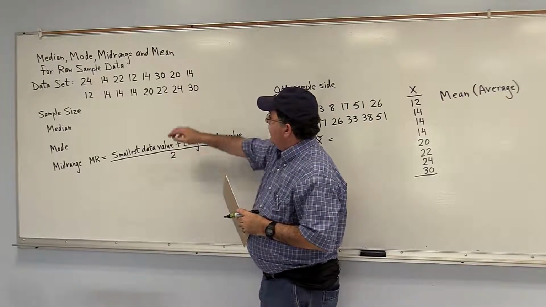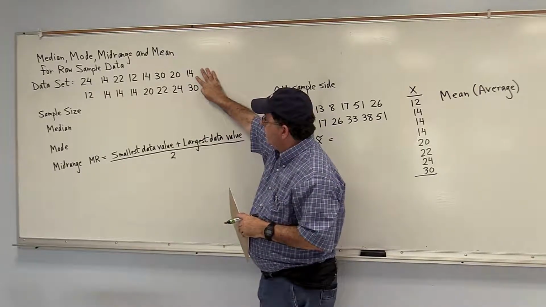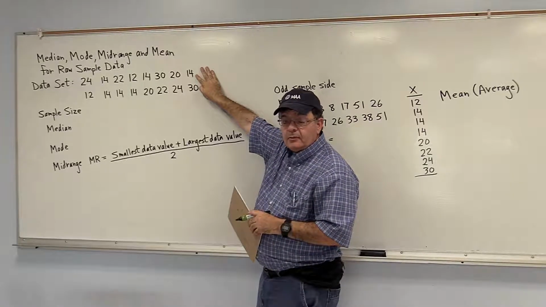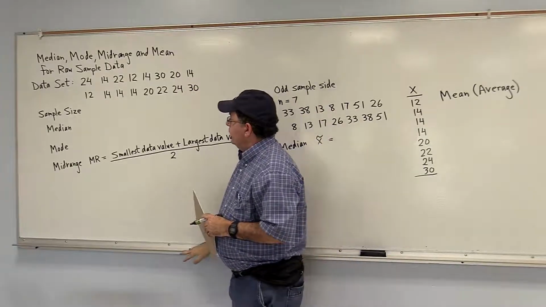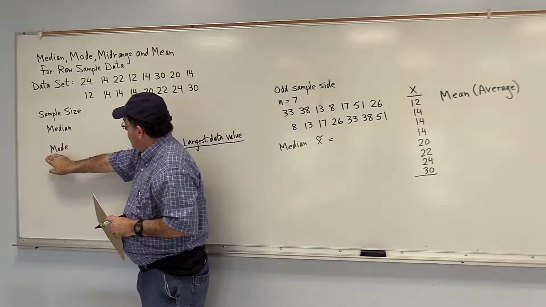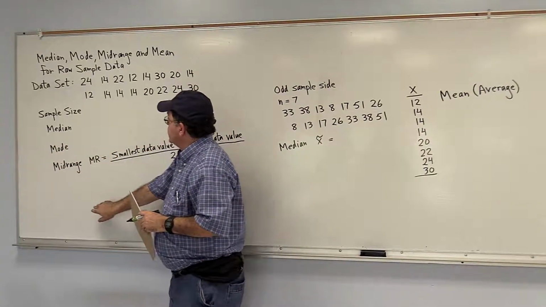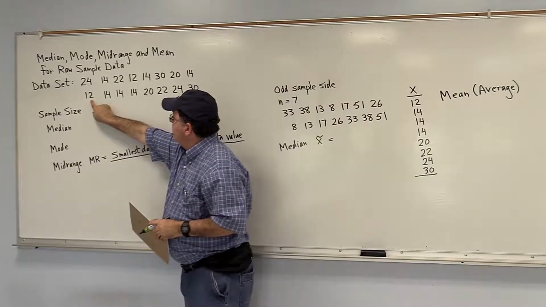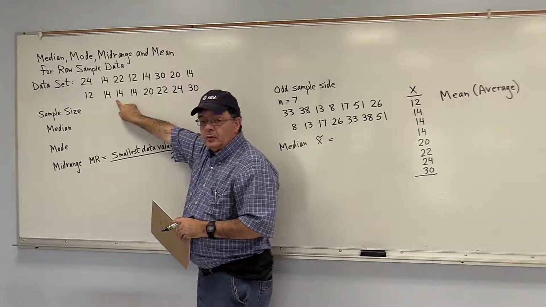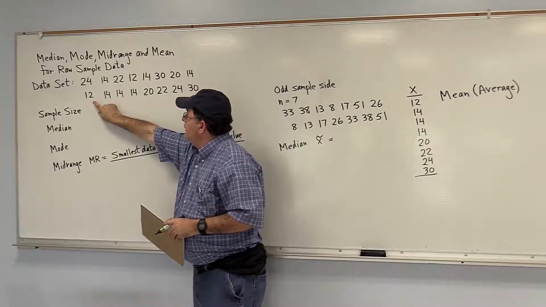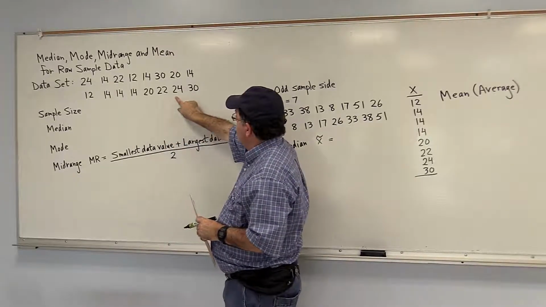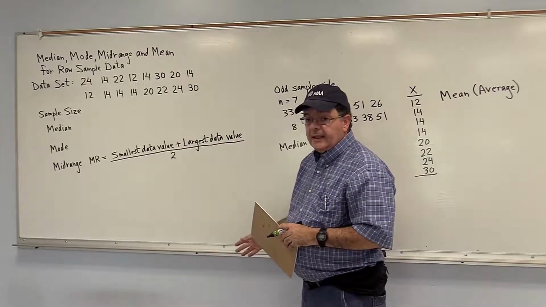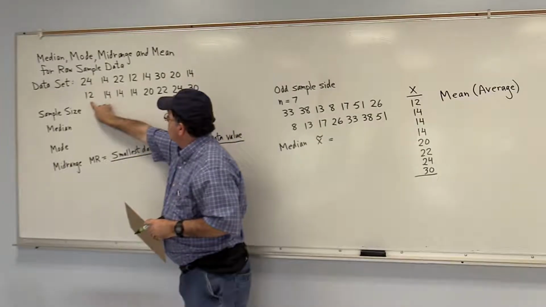Let's start with this data set right here. These numbers in this row right here. In order to calculate the median, the mode, and the mid-range, it is essential as a first step to rearrange the data into numerical order from the lowest to the highest, and preferably from left to right. Rearrange the data into increasing order.